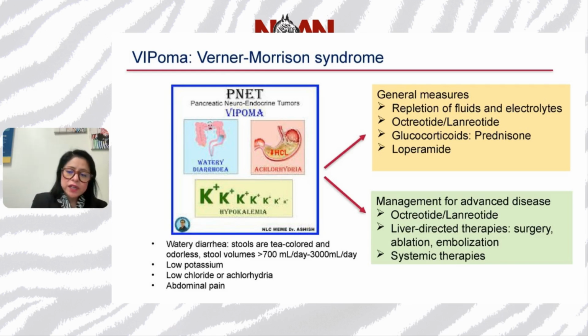In patients who are unable to have surgery, then besides the somatostatin agonist, they can also consider surgery or the systemic therapies, as has been discussed throughout the day.